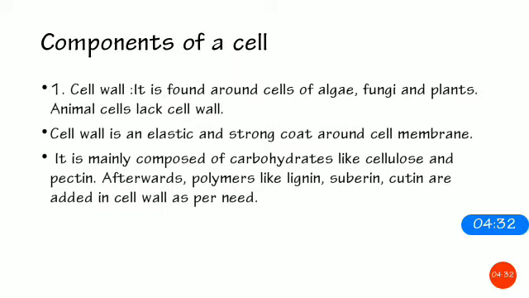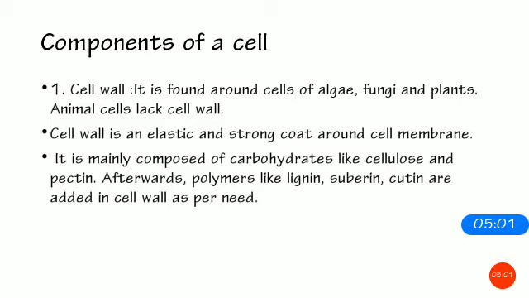This provides an elastic and strong coat, and it is mainly composed of carbohydrates like cellulose and pectin. Afterwards, polymers like lignin, suberin and cutin are added in the cell wall as per need. Basically, the cell wall is like cement, where you attach all the cells together. How hard you want it depends on how you are preparing the cement.